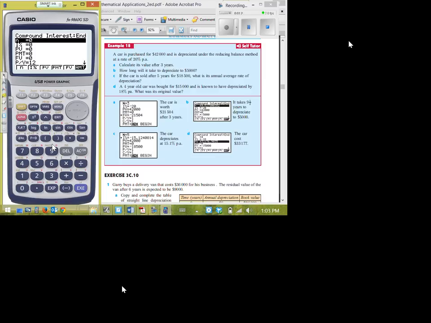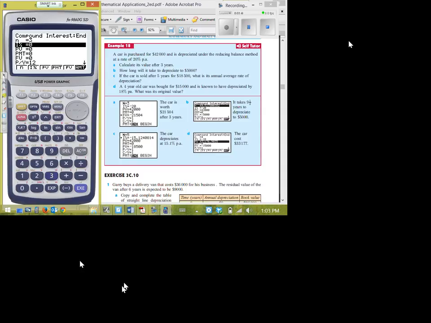A car is purchased for $42,000 and it's depreciated using the reducing balance method at a rate of 20%. So the first part of the question says calculate its value after 3 years. So we put in a value for n of 3 years and enter it.